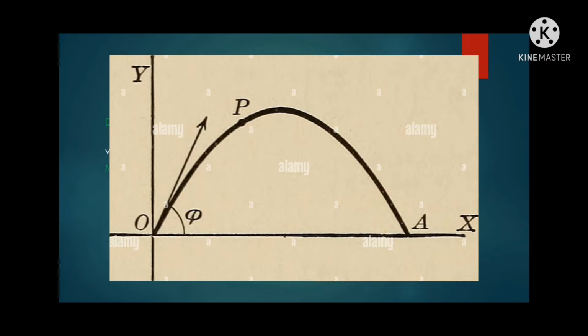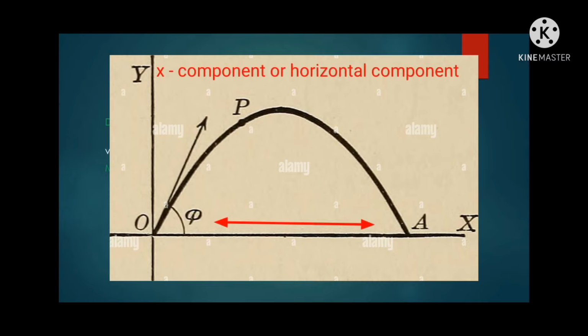object being projected. This is the x component or horizontal component of the projectile motion, because you know that projectile motion is a two-dimensional motion under constant acceleration due to gravity, meaning it has two components. So this is the x component or horizontal component, and this is the y component or vertical component.